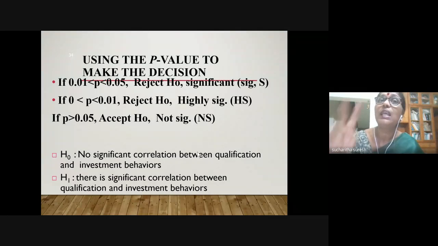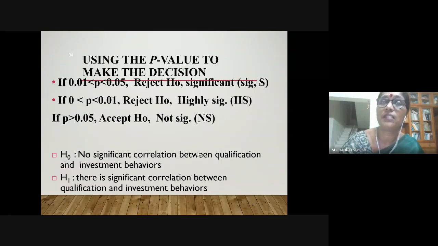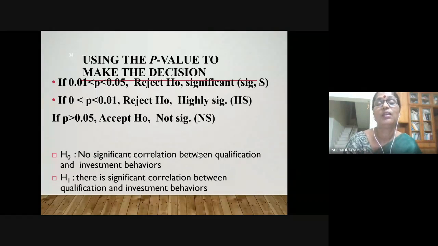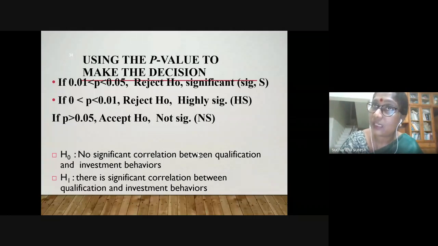What are we concluding? There is no significant difference. There is no significant association. There is no significant correlation. These are the things we are talking about when the p-value is greater than 5%. If the p-value is less than 5%, then we are saying that there is a difference. There is an association between work-related factors and satisfaction or work-life balance.